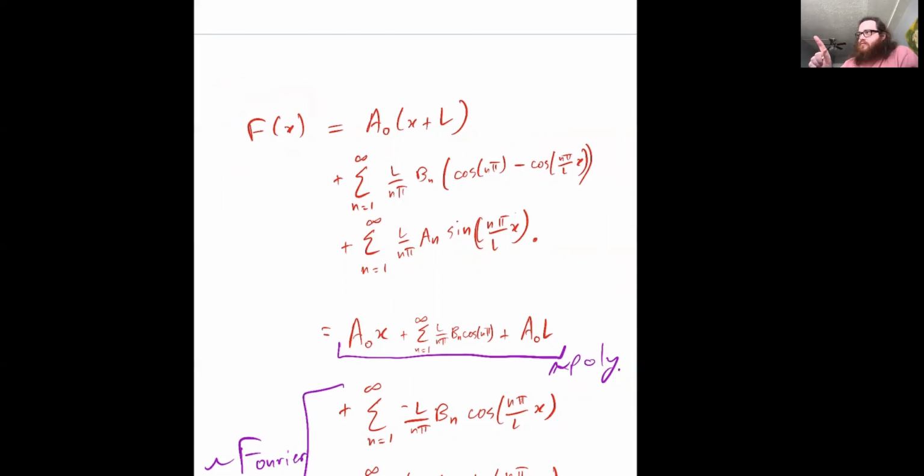Differentiation you have to be a little more careful with, but as long as your function is continuous and its Fourier series is continuous, or the function is continuous and the values at the endpoints agree, then you can differentiate the Fourier series, no problem.